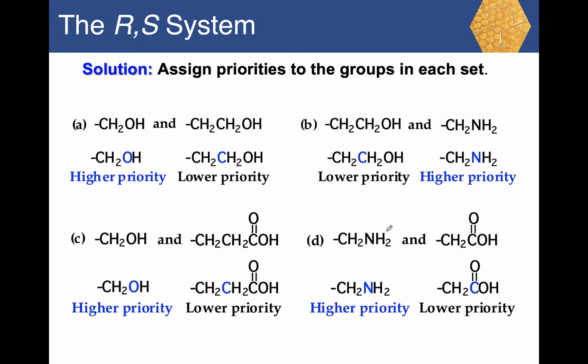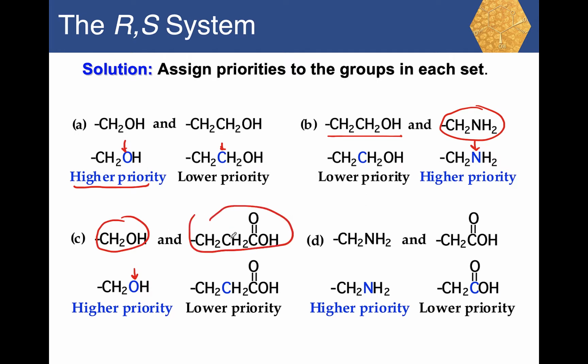So let's look at the answers. As shown here, this has the higher priority because of this oxygen, and this carbon here is a lower priority. Same here, nitrogen makes this group the higher priority group compared to this group. This one here, oxygen makes this group the higher priority compared to this group. And lastly, as we said, this nitrogen has a higher atomic number than carbon, so therefore this group has a higher priority compared to this group.